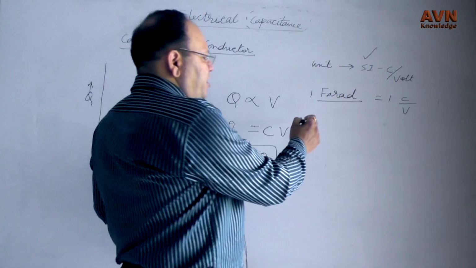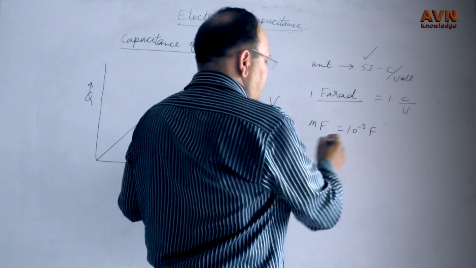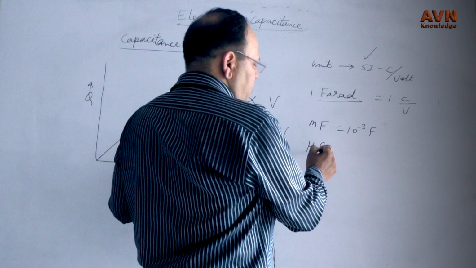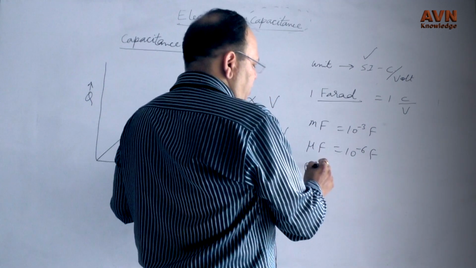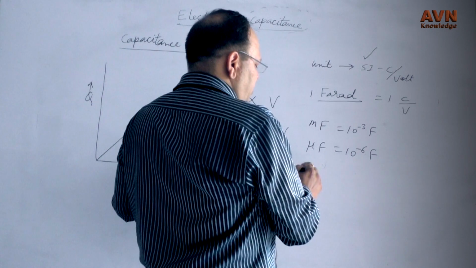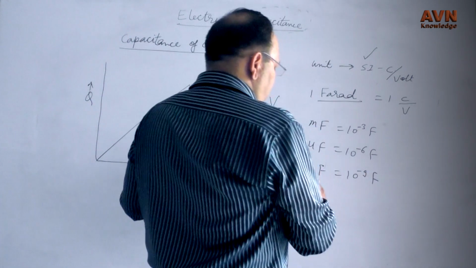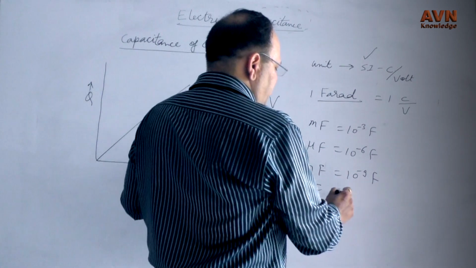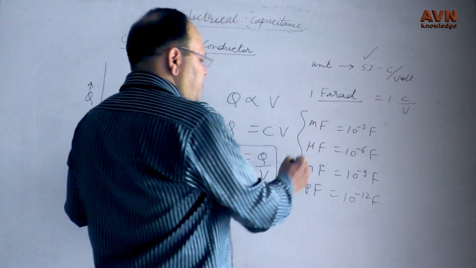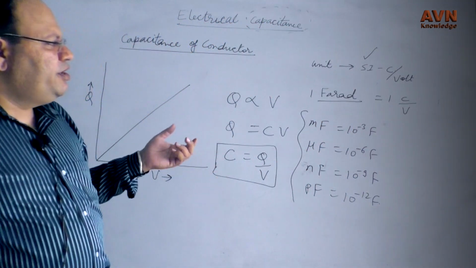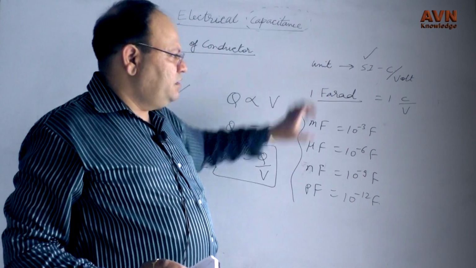Millifarad means 10 raised to the power minus 3 farad. Microfarad means 10 raised to the power minus 6 farad. Nanofarad is 10 raised to the power minus 9 farad, and picofarad means 10 raised to the power minus 12 farad. So mostly we use numerical values in terms of farad, the unit of capacitance.